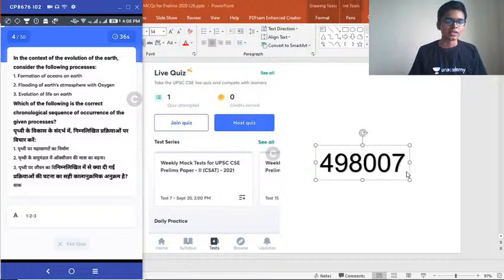Question 4. In the context of the evolution of the Earth, consider the following processes. Formation of ocean on Earth. Flooding of Earth's atmosphere with oxygen. Evolution of life on Earth. Which of the following is the correct chronological sequence of occurrence of these given processes? Choose the correct answer.